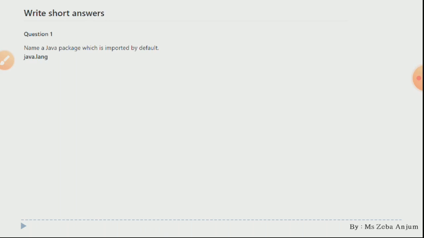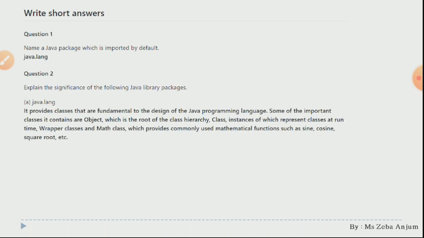Okay, moving on to the second question, explain the significance of the following Java library package. Java.lang. See, it provides classes that are fundamental to the design of the Java programming language. Some of the important classes it contains are Object, which is the root of the class hierarchy, Class, instances of which represent classes at runtime, wrapper classes, and Math class, which provides commonly used mathematical functions such as sine, cosine, square root, etc. See, basically it is a major package, java.lang.